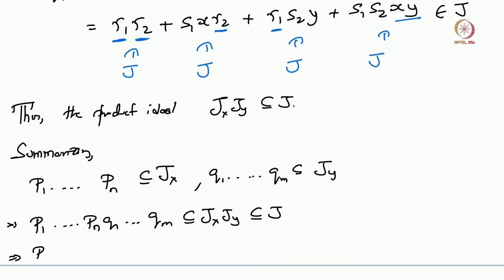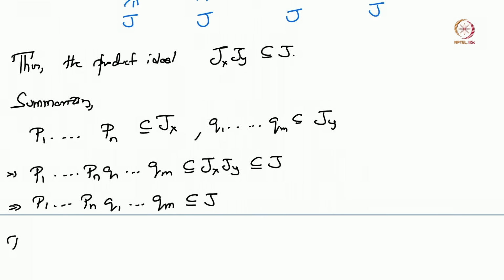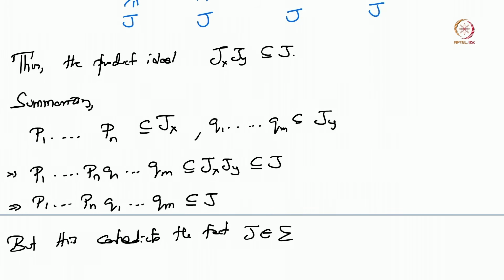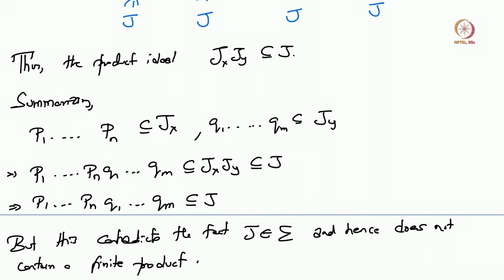And so now we have that the product of non-zero prime ideals P1 up to Pn, Q1 up to Qm is contained in J. But this contradicts the fact that J belongs to sigma and hence does not contain a finite product of non-zero prime ideals.